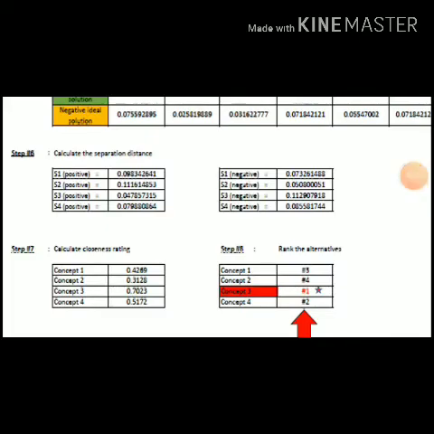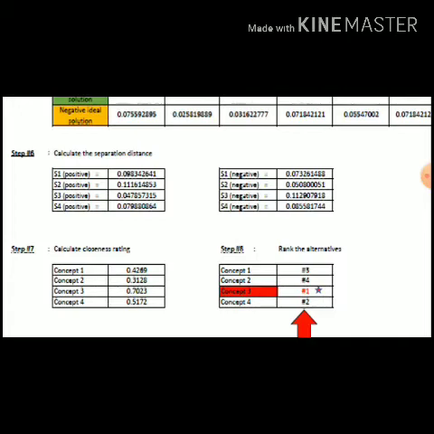Okay, now we are moving into step number 6, calculate the separation distance. Of course we have to use the formula given to calculate the separation distance. It is simply the square root of the summation of the alternative value minus the positive or negative ideal solution, squared. So what can we say here? We have two parts of the separation distance: one moving towards the positive ideal solution and the other moving towards the negative ideal solution.